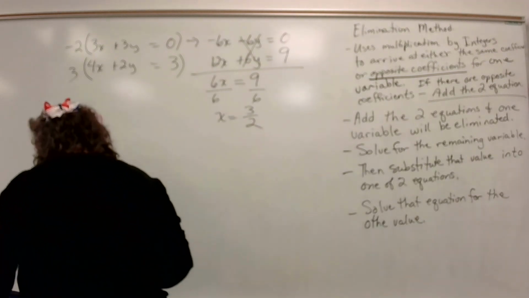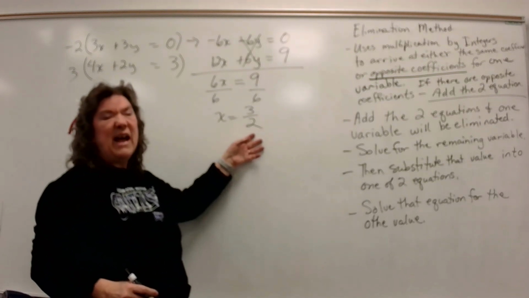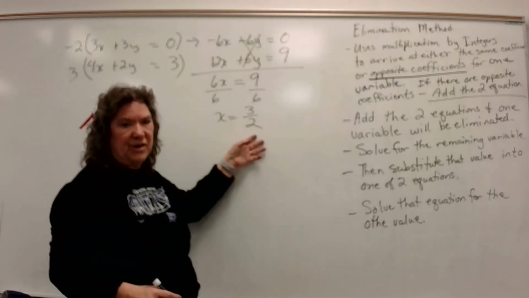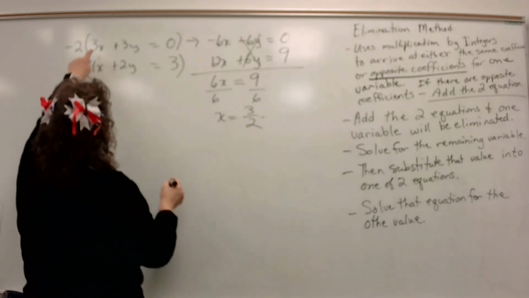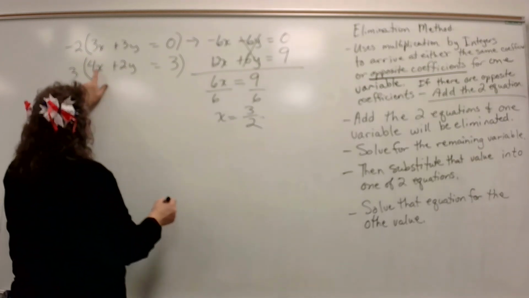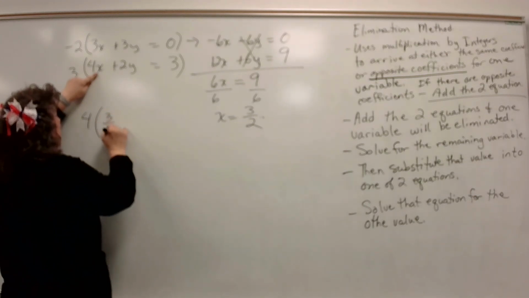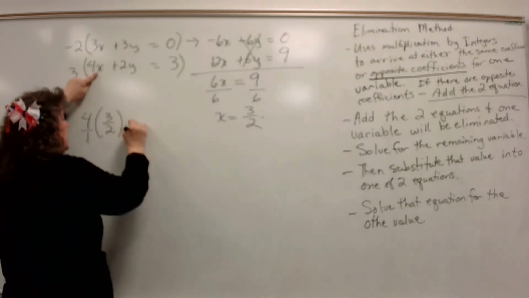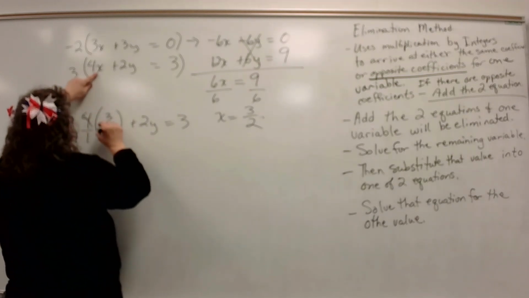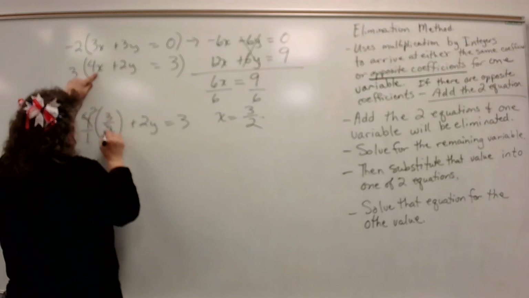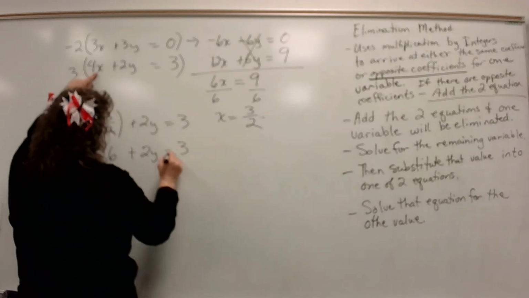All right? So, as you see on this one, I don't have a nice integer. I now have a fraction. So now I'm going to take this and put it back either into this one or this one, and I think I'm going to choose this one. So 4 times 3 halves plus 2y is equal to 3. Well, 2 goes into 4 2 times, and I end up with 2 times 3 is 6 over 1, or 6, plus 2y is equal to 3.